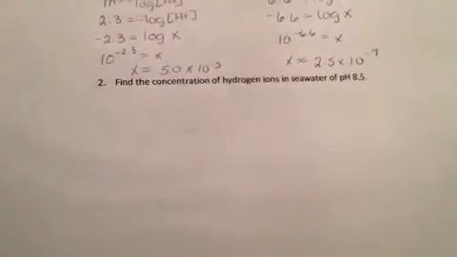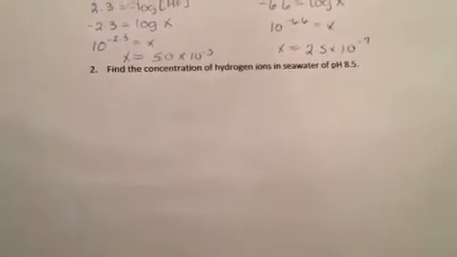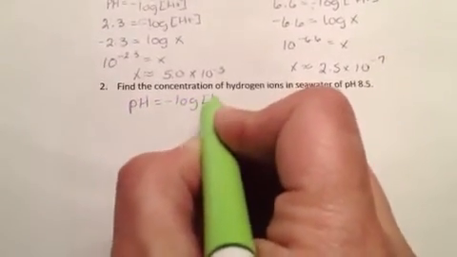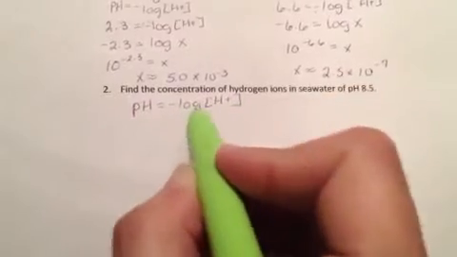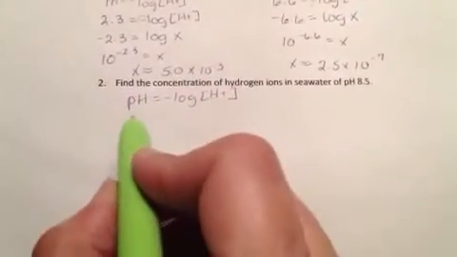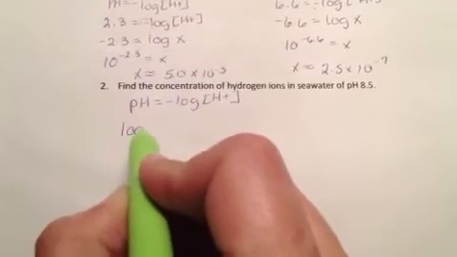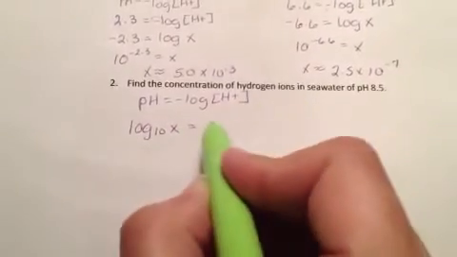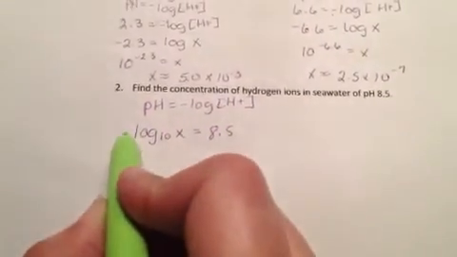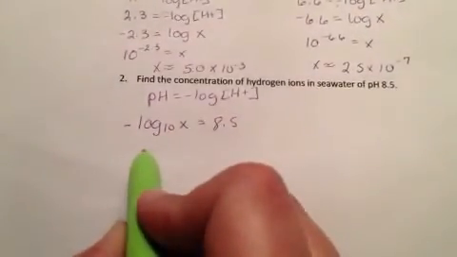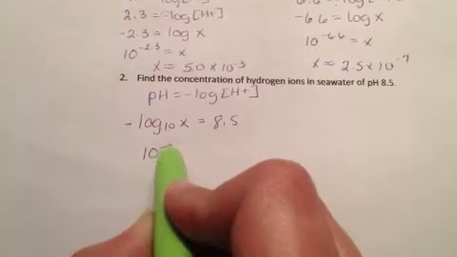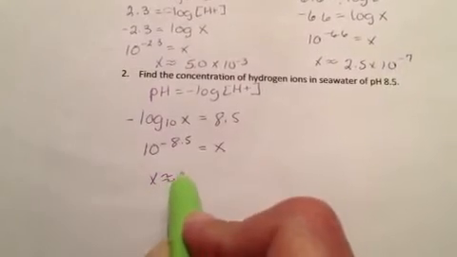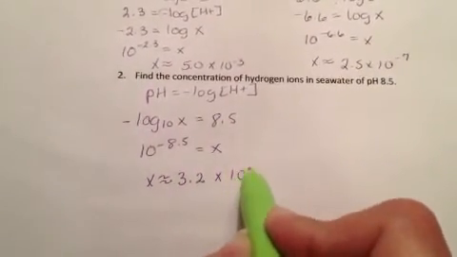All right, and now we need to find the concentration of hydrogen ions in seawater with a pH of 8.5. And remember, our representation is negative log of the hydrogen ion concentration. I can rewrite that, and I'll help you out with the step here. It's log base 10 of some unknown is equal to the pH of 8.5. Excuse me, there's a negative there. And we need to divide both sides by a negative, and we can rewrite it as 10 to the negative 8.5 power is equal to x. So x is approximately 3.2 times 10 to the negative 9 power.